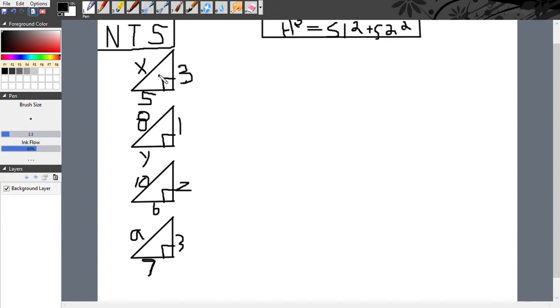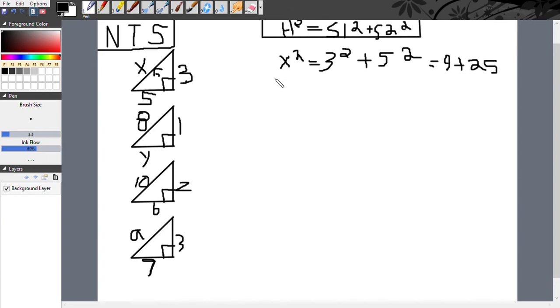The hypotenuse is the side opposite to the right angle. So according to this formula, the hypotenuse squared, which will be x squared, is equal to 3 squared plus 5 squared, and you can simplify that into 9, which is 3 squared, plus 25.